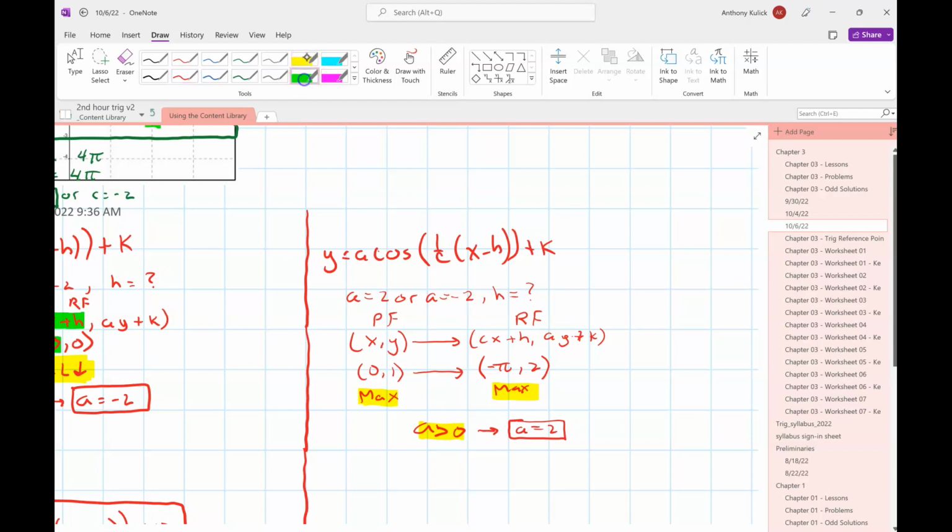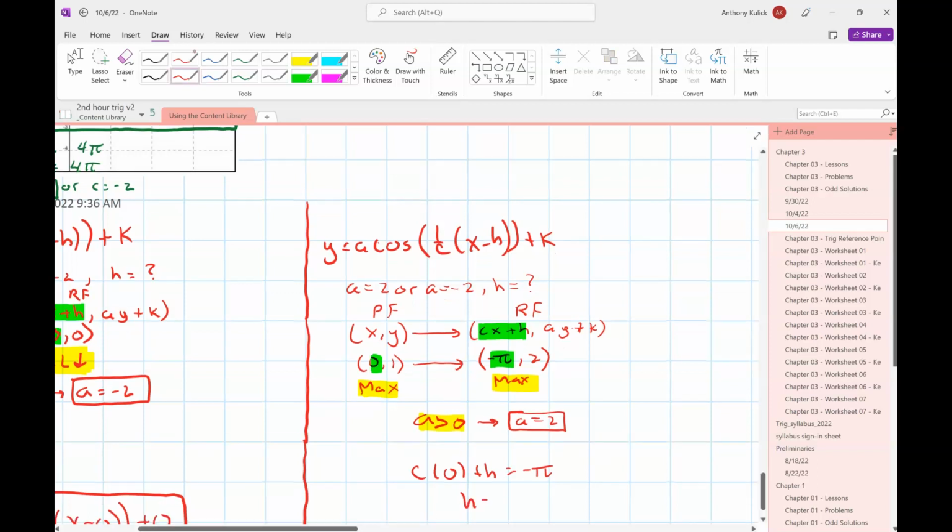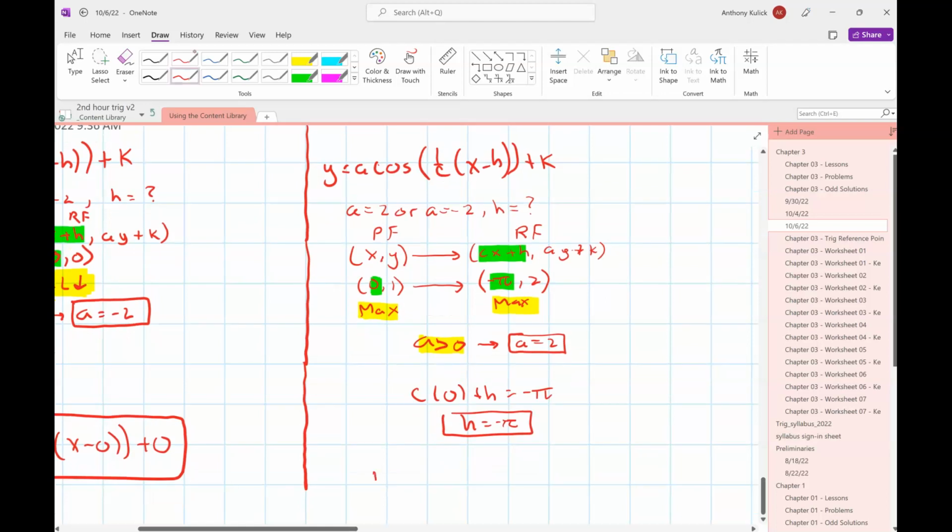And then just like for sine, to find the H value, I'm going to take 0, plug it into the transformation, and that has to equal negative pi. Well, C times 0 is 0. 0 plus H is H. So H is negative pi. And I have everything I need.